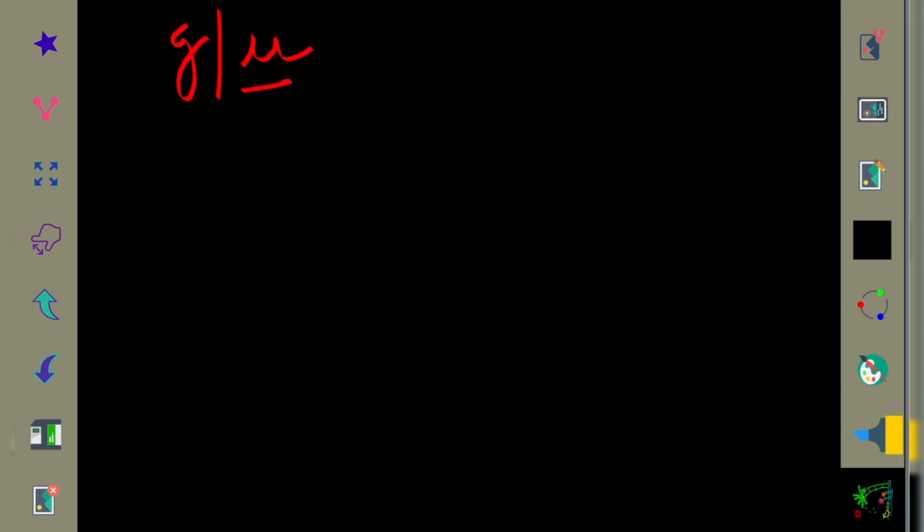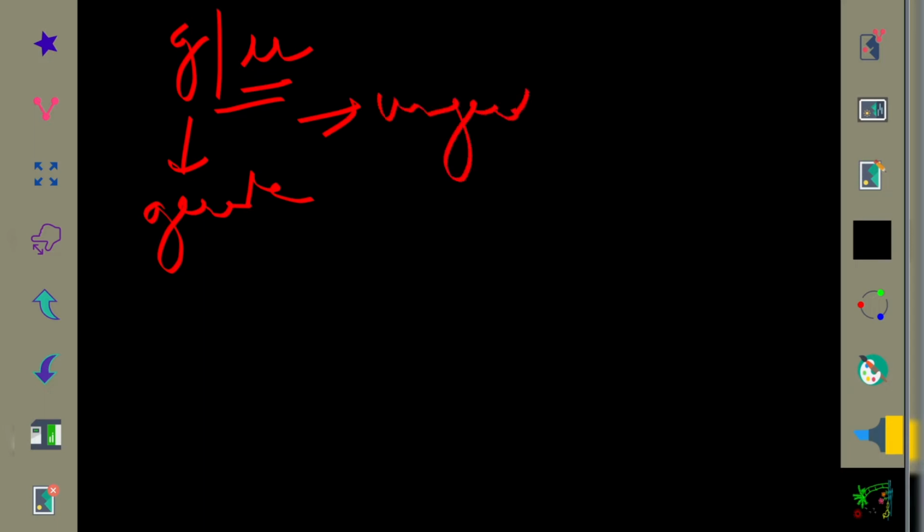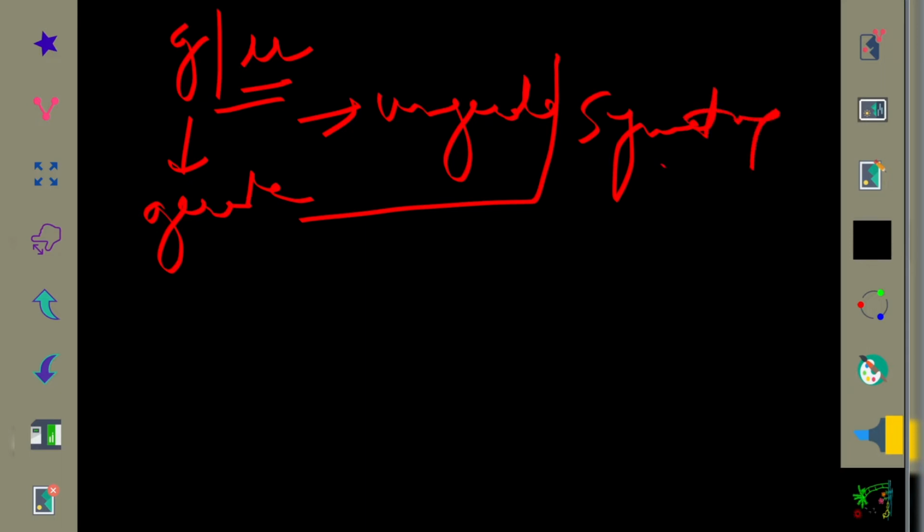Now what about g and u? As I already told you, g means gerade and u means ungerade. These two belong to the symmetry of the orbital. So g and u refer to the symmetry of the orbital where the last electron is filled. We have to consider the symmetry of that orbital only.